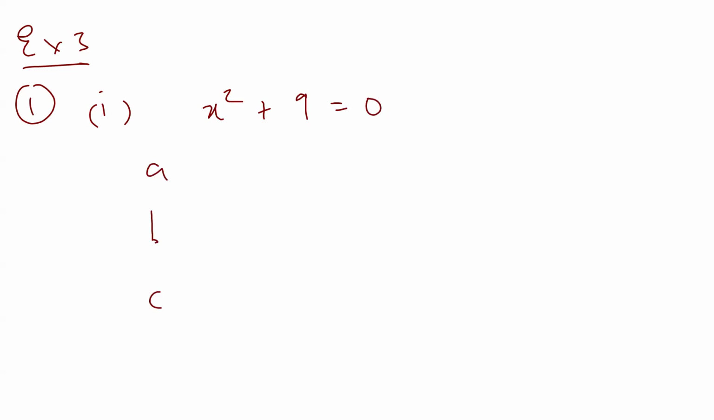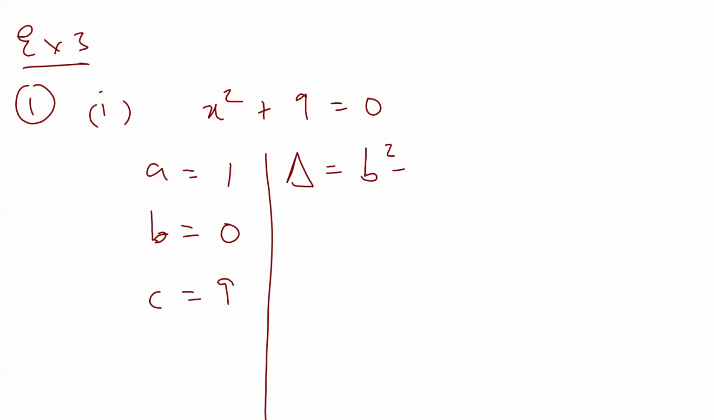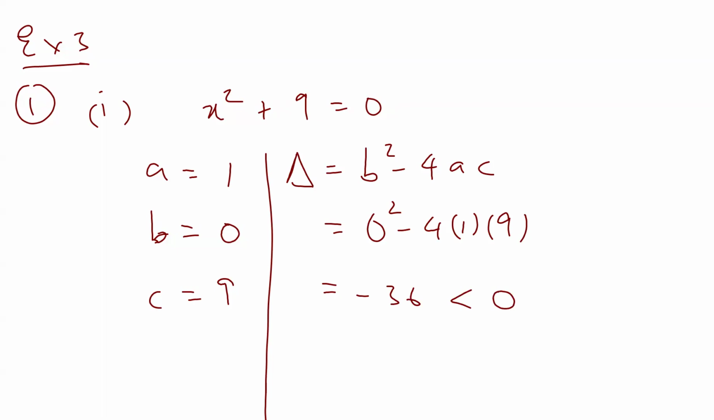So A, B, and C. A is 1, B is 0, because B is the coefficient of x and there is no x in the problem. C is 9. So delta is B square minus 4AC. 0 square minus 4 into 1 into 9, which is minus 36, lesser than 0. So the roots are complex.